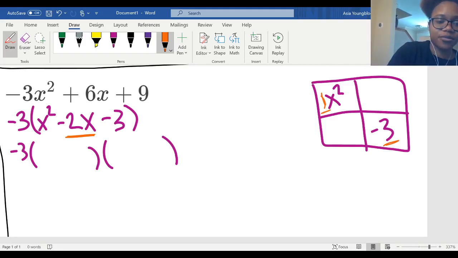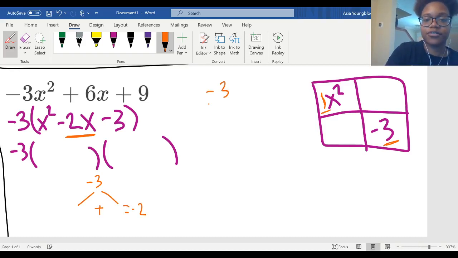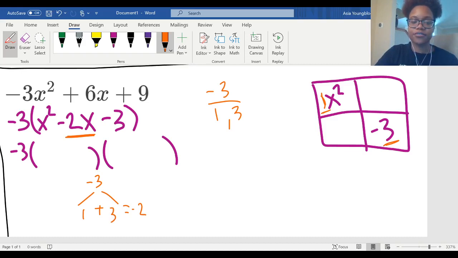So we need to find two numbers that multiply to equal negative 3, but add to equal negative 2. If we think of our factors for negative 3, we just have one option, 1 and 3. So we have to use 1 and 3 in some way to get negative 2. In order to get negative 2, the 3 would have to be negative. 1 plus negative 3 is negative 2. So that means we're splitting this negative 2x into 1x and negative 3x.